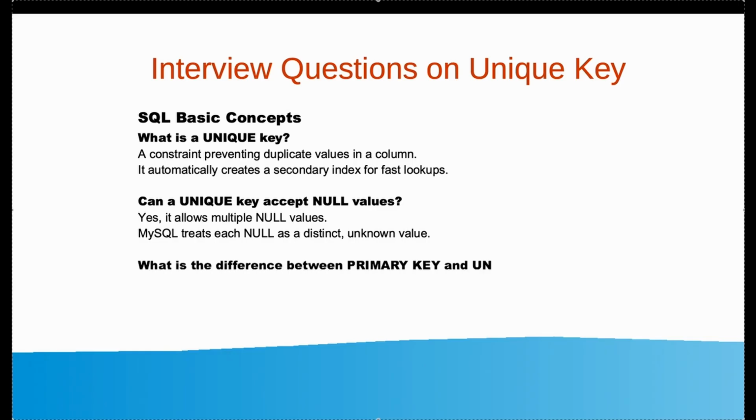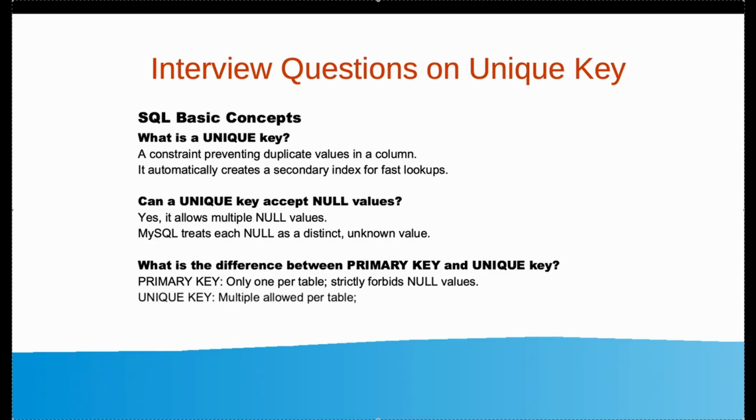What is the difference between primary key and unique key? This is one of the interview questions mostly asked. Primary key: only one per table, strictly forbids null values. Unique key: multiple allowed per table, and it allows null values. Fine.